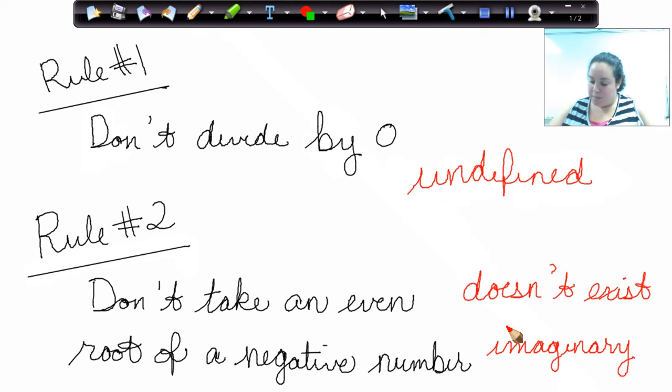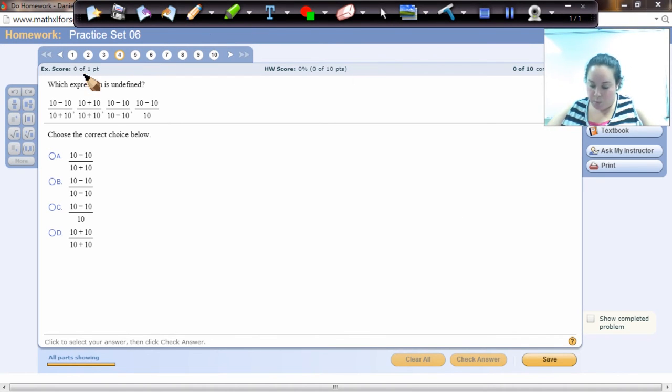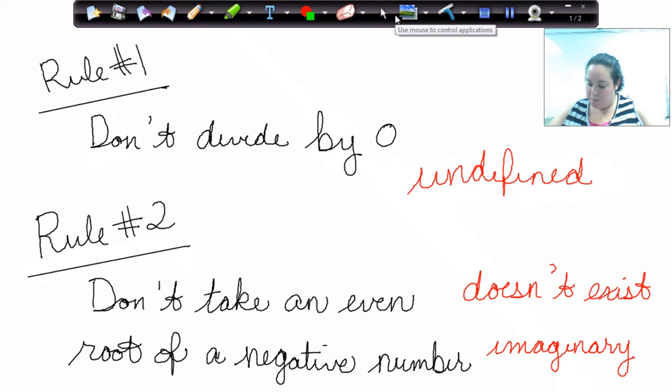Okay, let's look at a problem. Okay, this says which expression is undefined. Okay, they have some different numerators. They have some different denominators. All right, do the numerators matter? What does it mean to be undefined? Let's go back real quick. Undefined, that means that somebody's trying to divide by 0. Okay, undefined is this rule number 1.